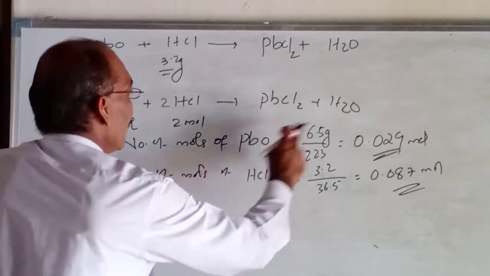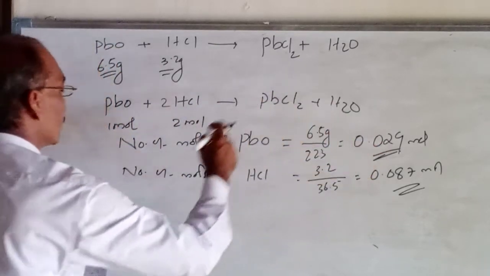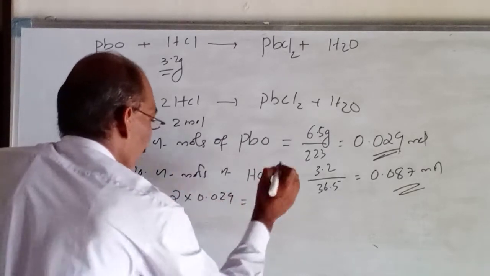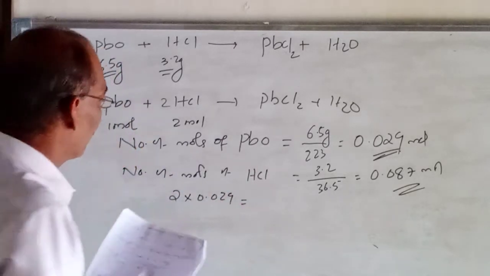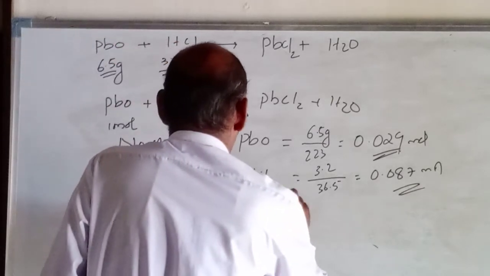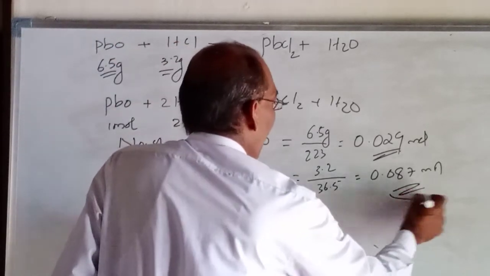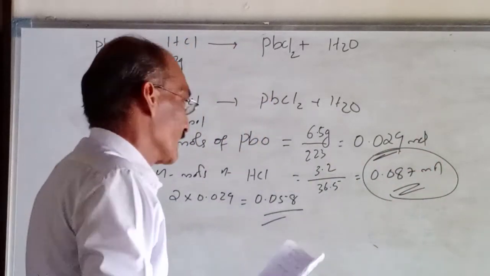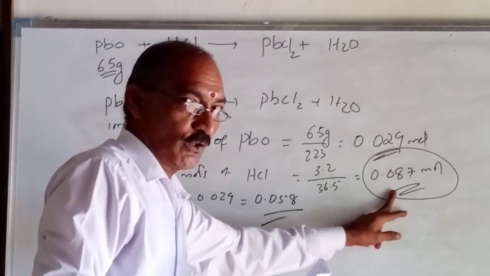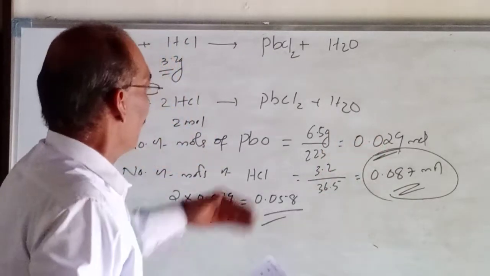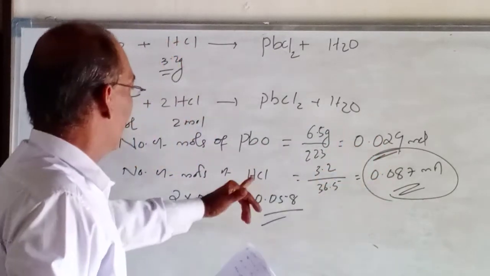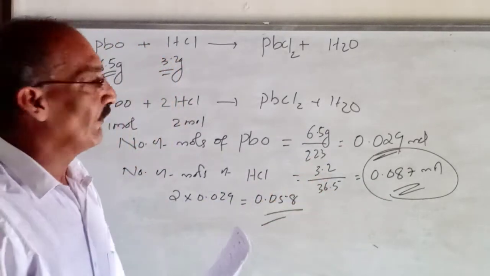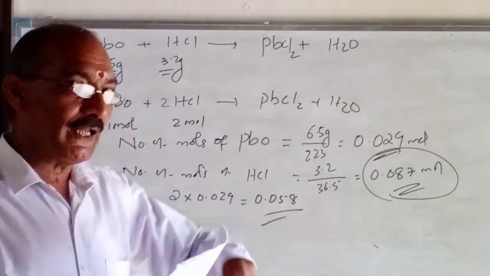But here how many? 0.029. Then how many moles of HCl are required? 2 into 0.029. Yes or no? If so, 0.058. But HCl is 0.087 mole, which is the larger one. 0.087 mole HCl is the larger quantity. That is given in the question paper. But we require only how much quantity? 0.058.